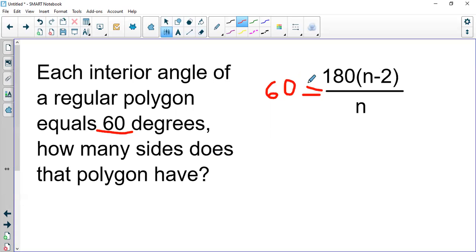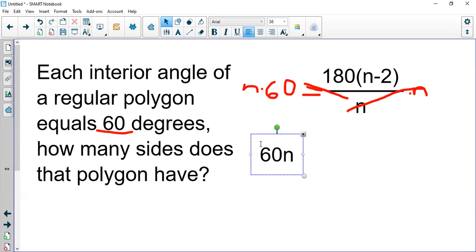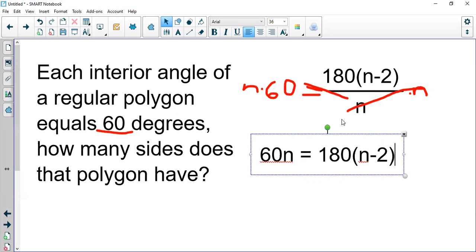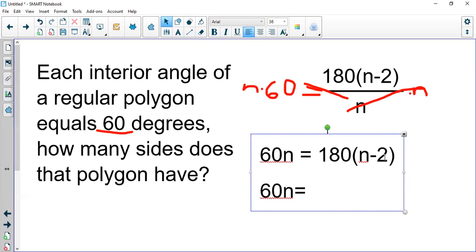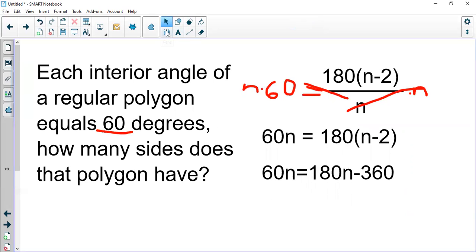So in order to do this problem, I'm going to multiply both sides by n to eliminate the n in the denominator here. Okay, so I'm going to type the rest of this. So I end up getting 60 times n, which gives me 60n equals 180 times n minus 2. So eliminate the n here. And now I'm going to distribute the 180. So I get 60n equals 180n minus 360, because I distributed that 180 times n, and then 180 times negative 2 is 360.